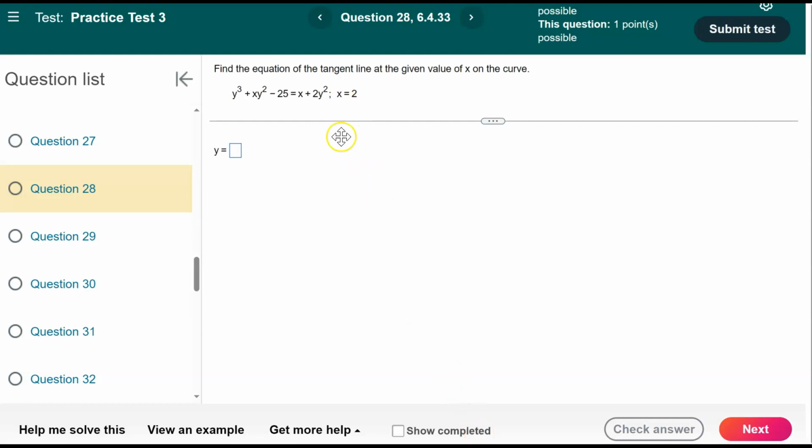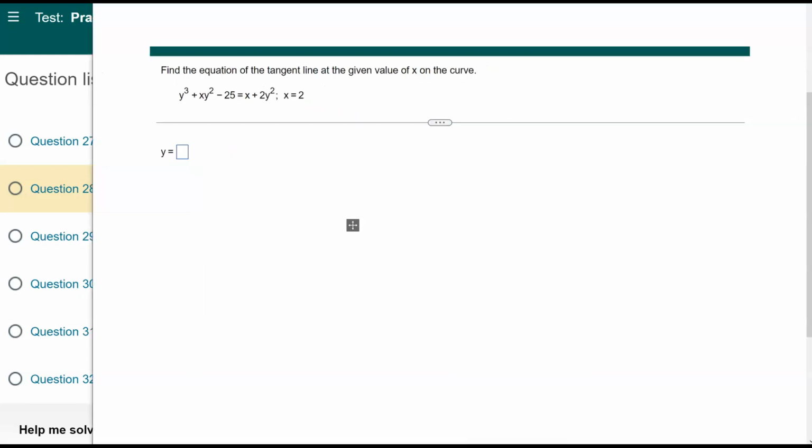So to proceed, we would have to first find the slope of the tangent line. To do that, we are to find the derivative of y with respect to x from the equation here, and then evaluate that to find the slope. Okay, so let's see how you would do this.